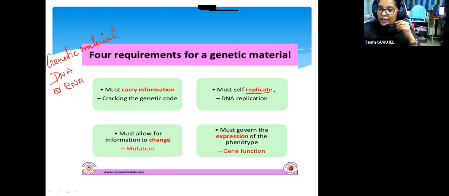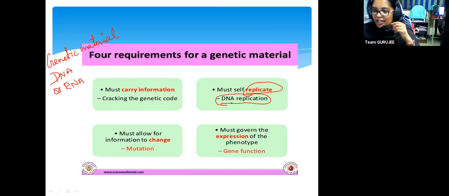Then what are the other properties? They include replication. Do you know about DNA replication, RNA replication? Have you heard about replication of DNA? Okay, so DNA should replicate itself by itself. The second property is that it should self-replicate.